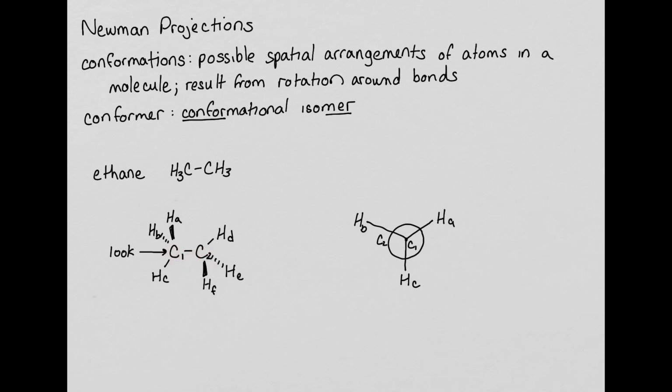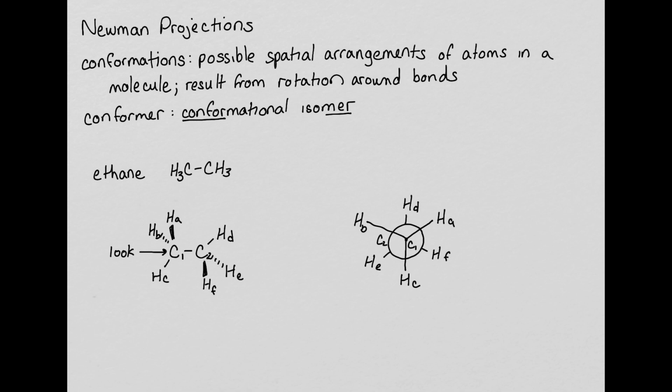In the conformation I've drawn on the left in our 3-dimensional structure, on the back carbon, carbon 2, hydrogen D is pointing straight up, essentially between hydrogens A and B. Hydrogen E is pointing down and to the left, and hydrogen F is pointing down and to the right. If you're having trouble seeing this, what I would recommend is to make a model of ethane with each of the hydrogens a different color.